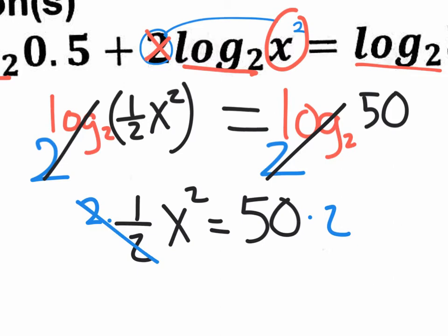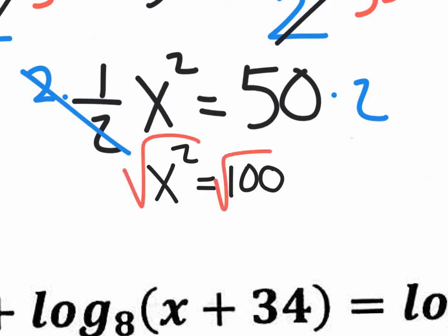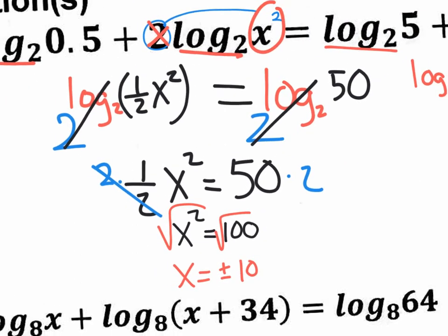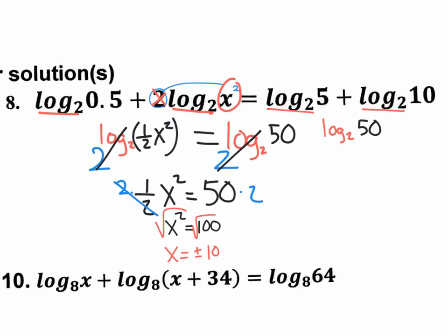Let me make some space. X squared equals 100. Okay, and for my final step, to get rid of a square, I'm going to apply a square root. Keep in mind that whenever you apply a square root in an equation, you have to put a plus minus in front of your answer. X equals plus minus 10. However, when we go back to our original equation, does a positive 10 work? Does a negative 10 work?